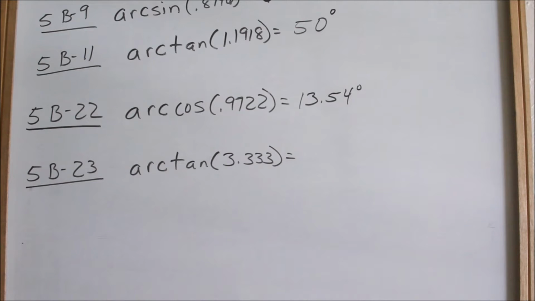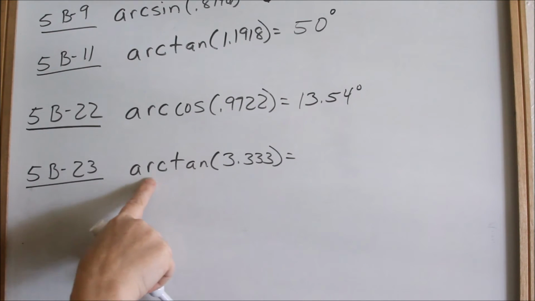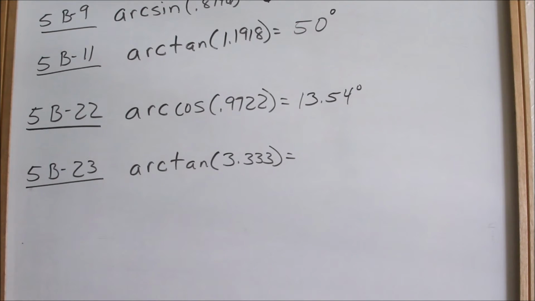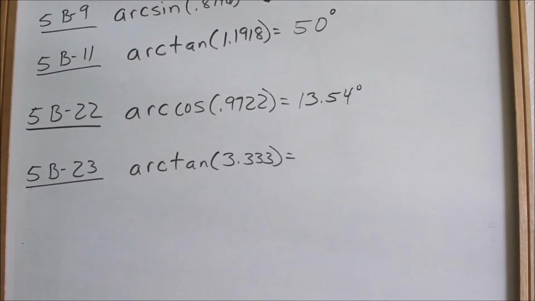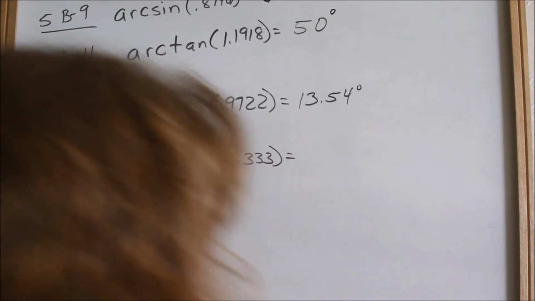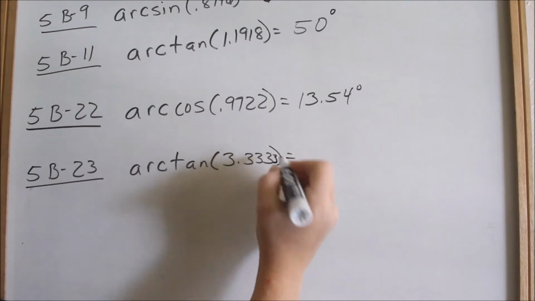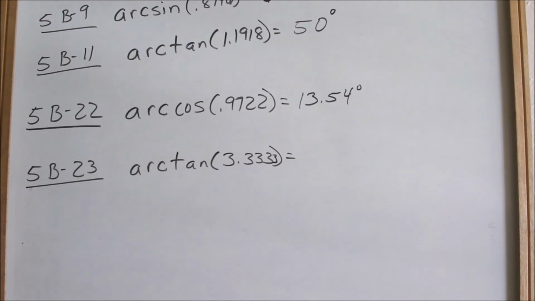Remember, when you're given the decimal and you're doing the inverse of the trig, you will be finding the angle, the degrees. Okay, looking at 5B23, we're doing the arc tangent of this decimal. I'm missing a decimal place. This would be another 3, because you should have 4 decimal places there: 3.3333.